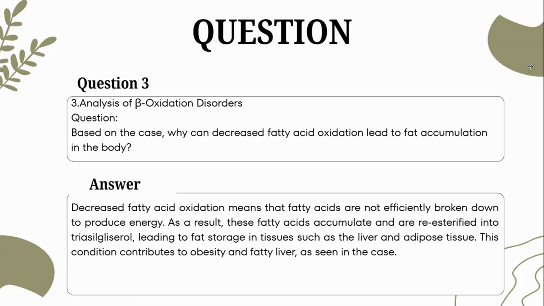Next question, analysis of beta oxidation disorders. Based on the case, why can decreased fatty acid oxidation lead to fat accumulation in the body? Decreased fatty acid oxidation means that fatty acids are not efficiently broken down to produce energy. As a result, these fatty acids accumulate and are re-esterified into triacylglycerol, leading to fat storage in tissues such as the liver and adipose tissues. This condition contributes to obesity and fatty liver, as seen in the case.